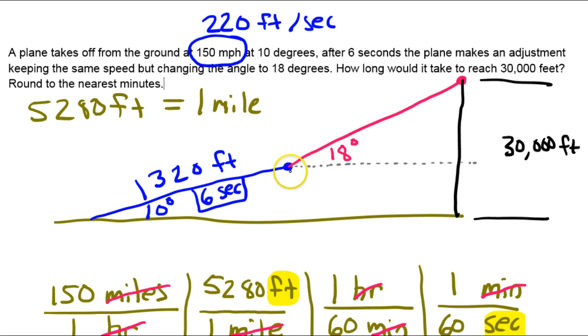Now, ultimately, we're going to need to know how high the plane was at this point. So I'm just going to drop a vertical line down here. Okay, this is 90 degrees. And we're going to use our trigonometry, you know, tangent, sine, or cosine, to figure out this height right here, the blue height. I'm going to call this height, what will I call it?